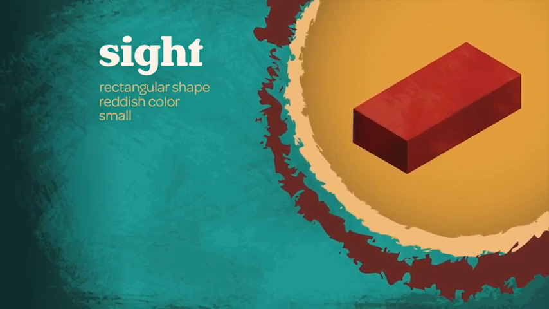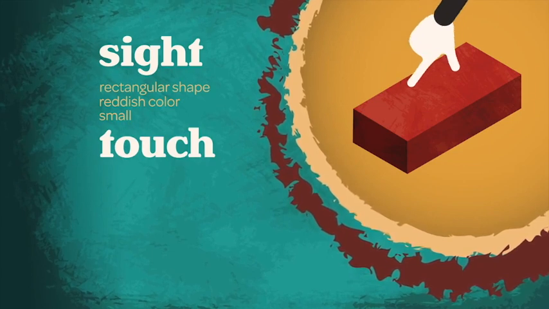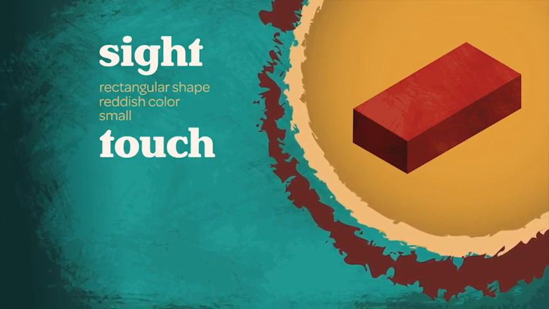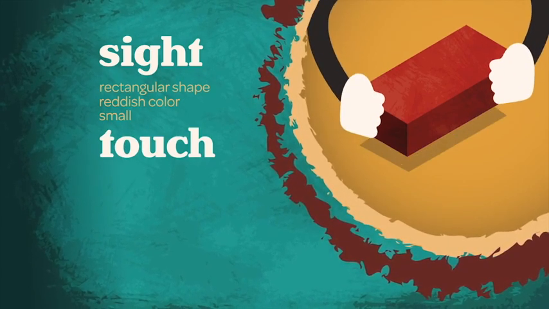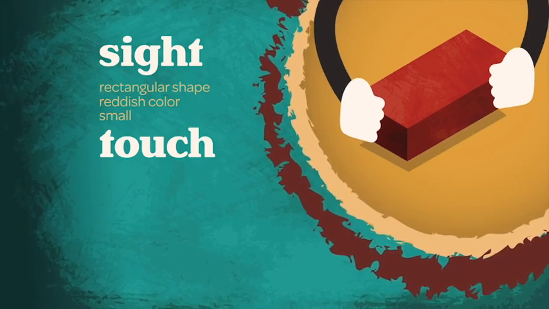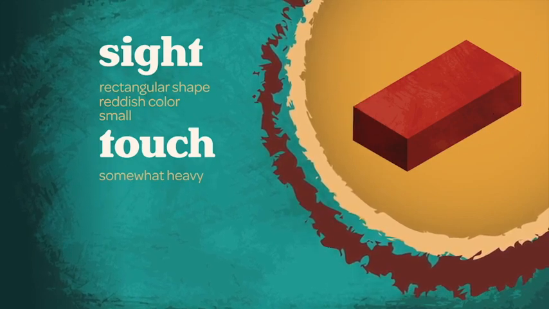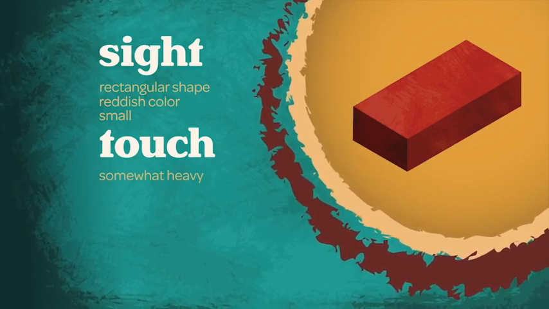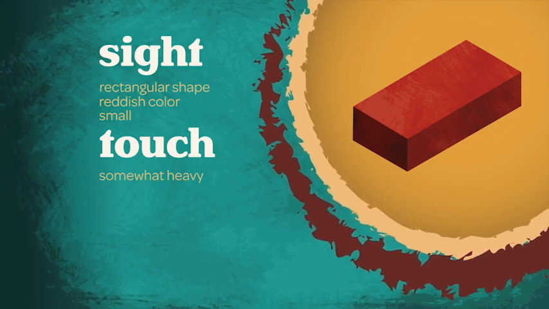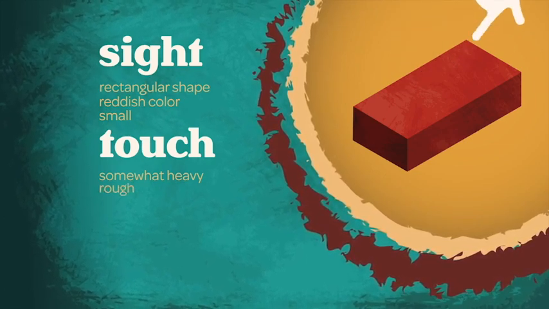You can use your sense of touch to help you observe the object's texture and weight. This object is light enough to pick up, but it would feel rather heavy in your hands. Texture is how the surface of an object feels. The surface of this object feels rough.